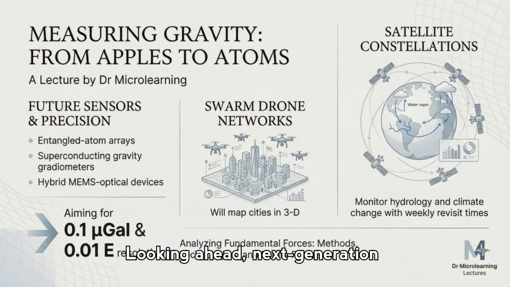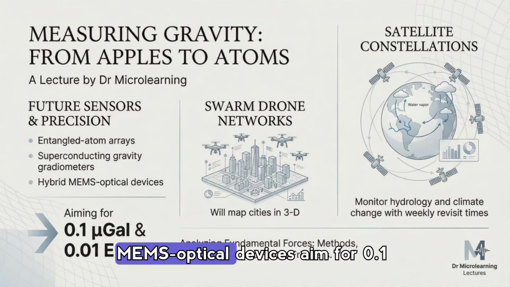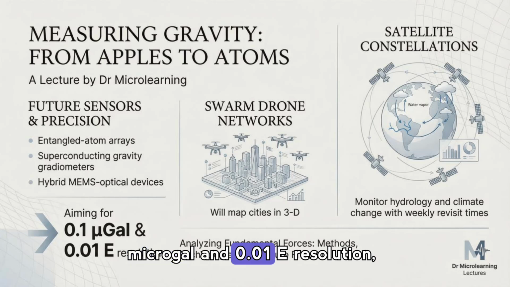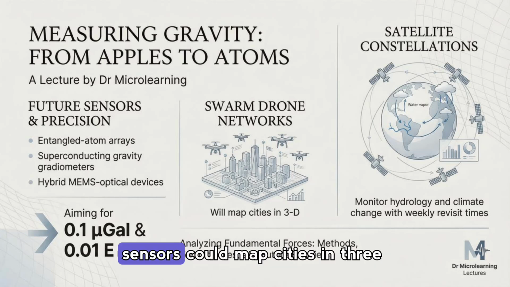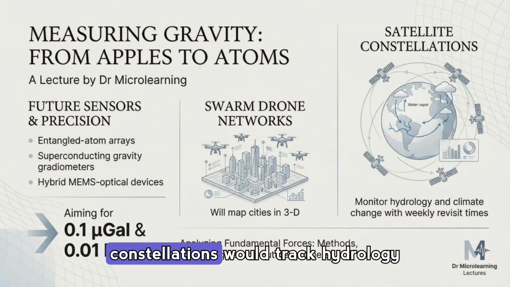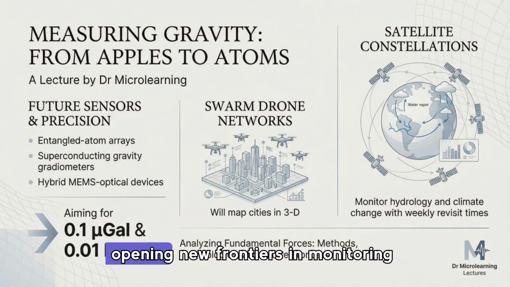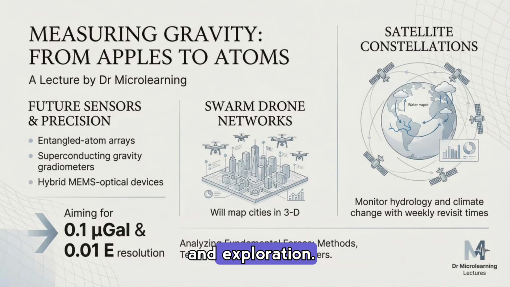Looking ahead, next-generation sensors and networks promise dramatic gains: entangled atom arrays, superconducting gradiometers, and hybrid MEMS optical devices aim for 0.1 microgal and 0.01 E resolution, while swarms of drone-mounted sensors could map cities in 3 dimensions, and satellite constellations would track hydrology and climate with frequent revisits, opening new frontiers in monitoring and exploration.